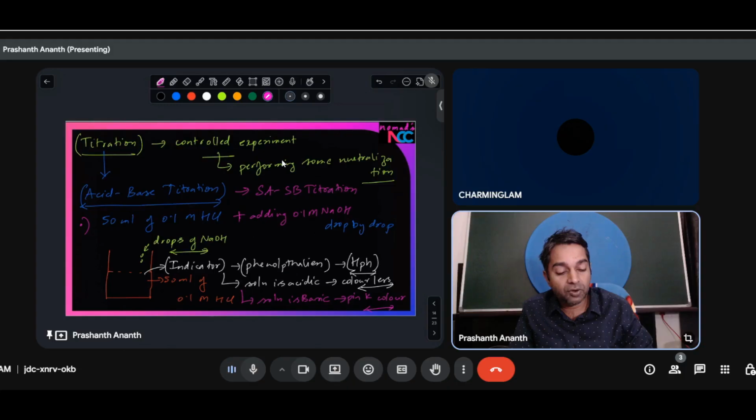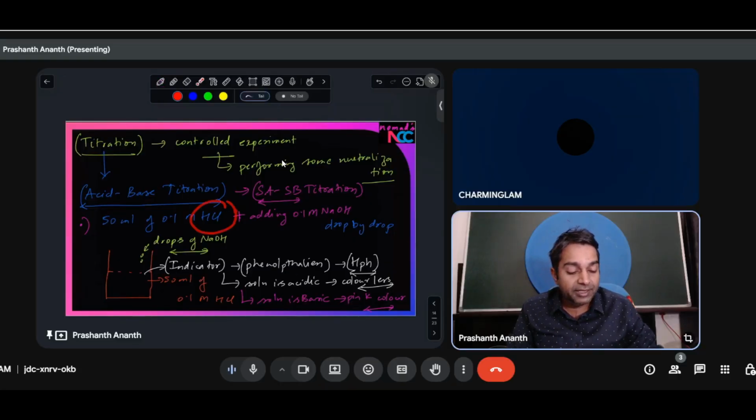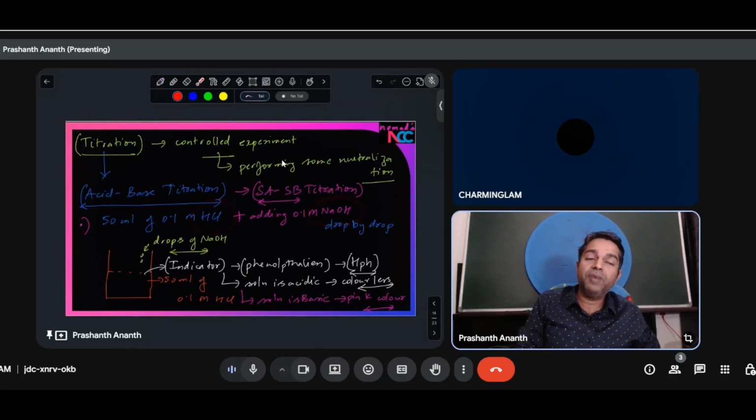This is called a strong acid, strong base titration. Pay attention here, we are using what over here? We are considering HCl and NaOH. So what is meant by a titration?